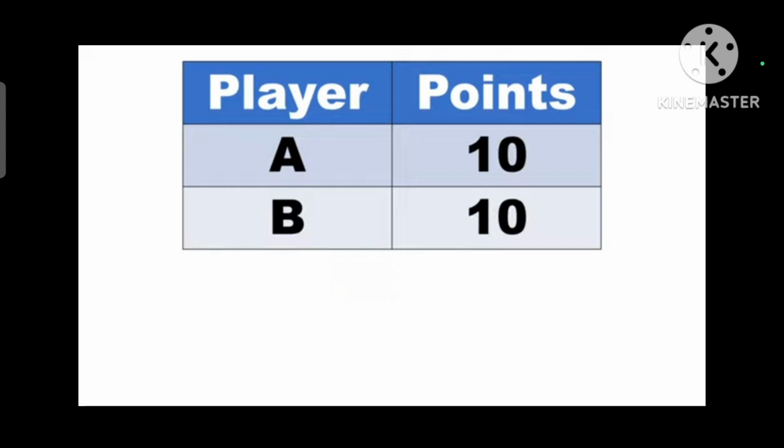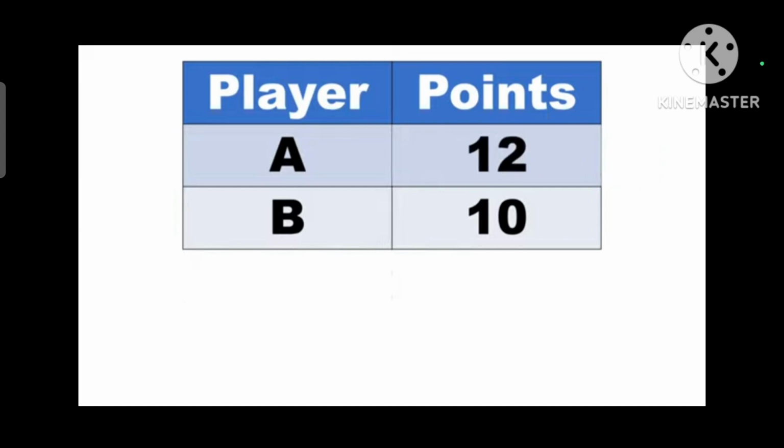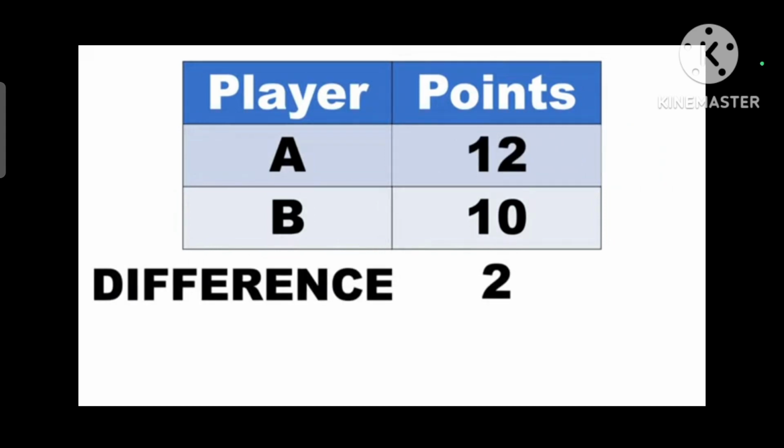But if it's 10-10 and now A gets 11, the difference is 1. In this case, A doesn't win this game. He needs a difference of 2, so he needs to win 1 more point. If A gets 12 and B has 10, the difference is 2, now A wins.